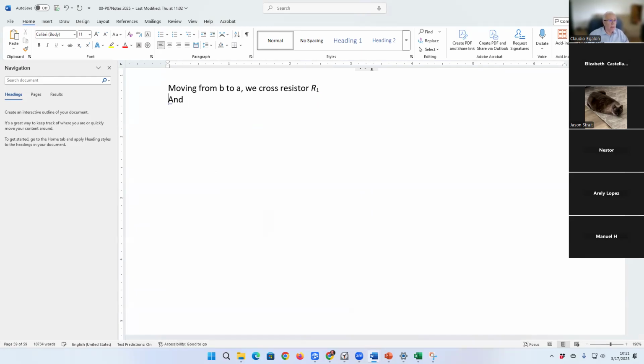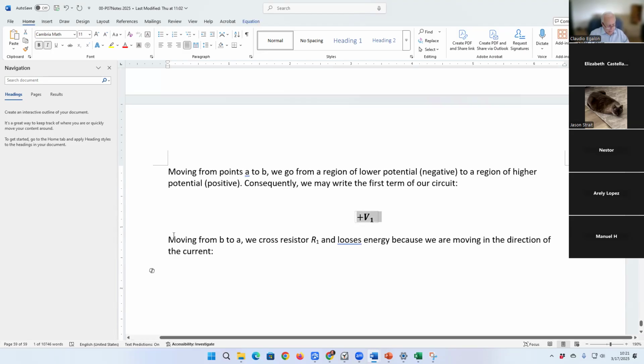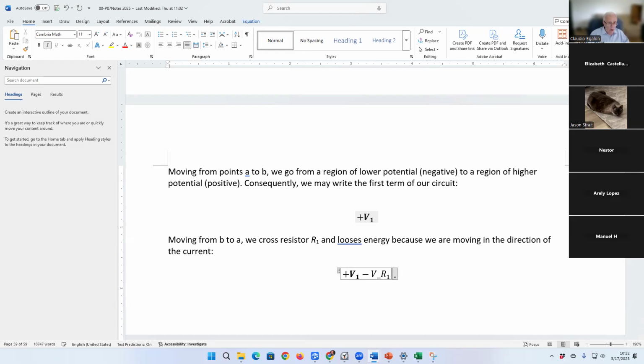And we lose energy because we are moving in the direction of the current. So we can here write our equation the following. From A to B, we are going to add another term here. From A to B is going to be plus V1. From B to C is going to be minus V of R1.